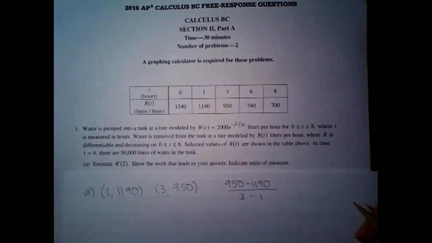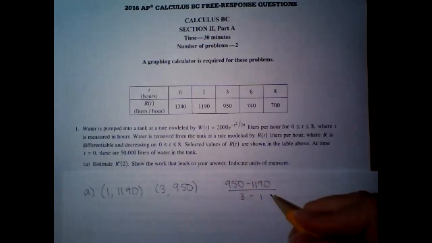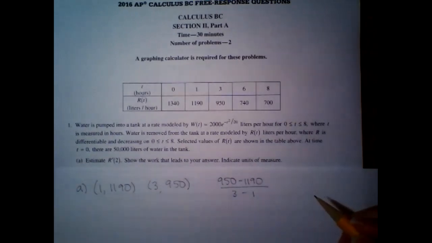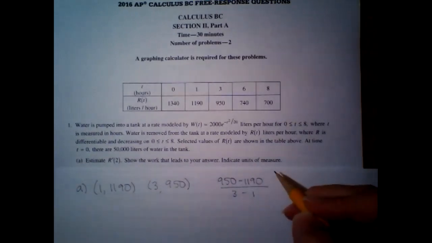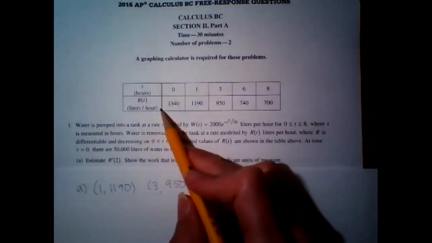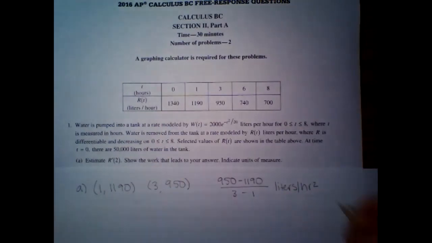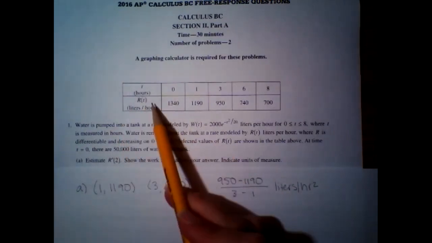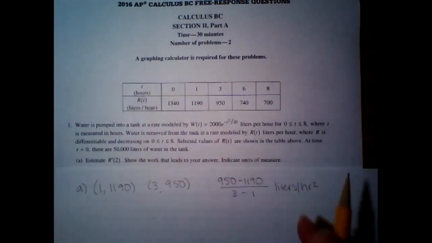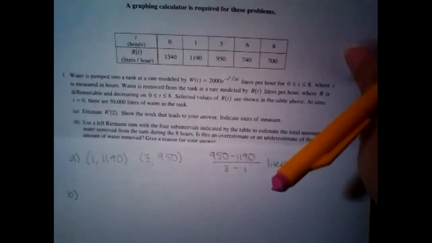When it says show the work that leads to your answer, that's the work. They want to see this subtraction in the fraction, and you don't even need to simplify it down. So just leave it like that. But they do want units of measure. So this is in liters per hour. If we do a derivative of that, it's going to be liters per hour squared. So this already is a rate, and we're doing a rate of a rate. Or if you want to think of this as velocity, then this would be acceleration. But that's all for letter A. So just a slope. That's not too bad.